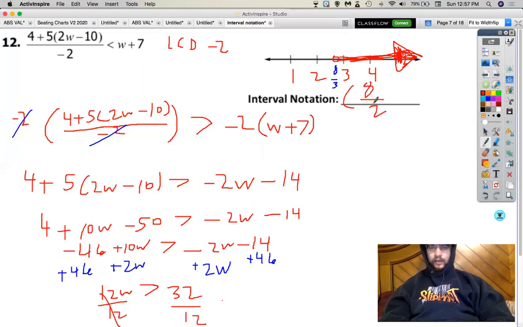Read your graph, put it in interval notation. Oops, thirds, not halves. Open circle, use a parenthesis, 8/3. Goes all the way out to infinity. It is a positive infinity. That's it.